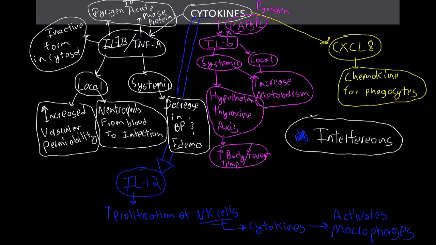interleukin 1 beta and tumor necrosis factor alpha, these are both pyrogens and acute phase proteins that are involved in increasing the vascular permeability, which gets neutrophils to the site of the infection. We have interleukin 6, which is involved in increasing metabolism, and then we have CXCL8, which is a chemokine for phagocytes. It's going to guide neutrophils to the site of the infection. And then interleukin 12, which is involved in basically just activating macrophages, but also keeping up a supply of natural killer cells to keep the macrophages in check.